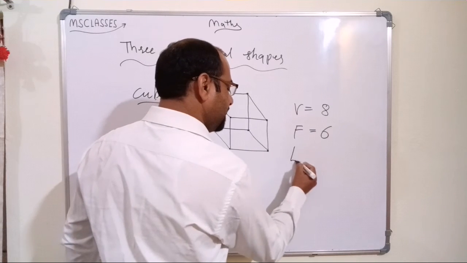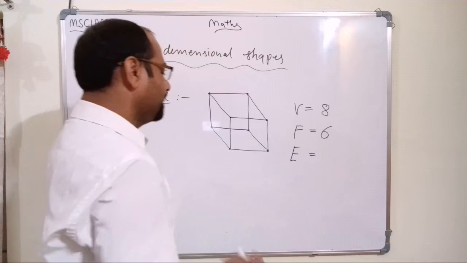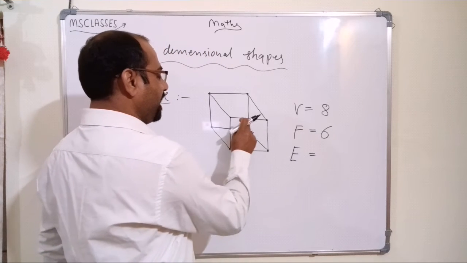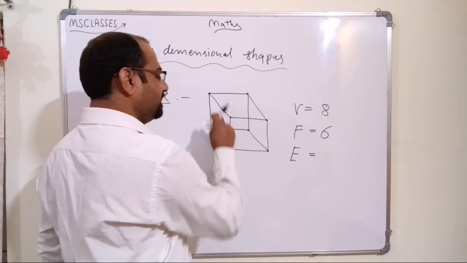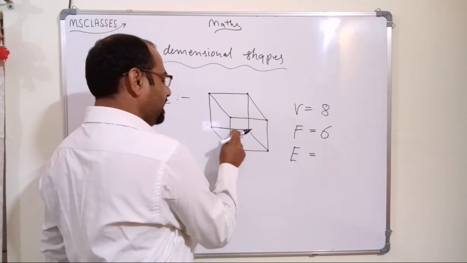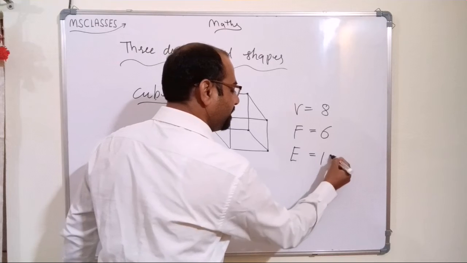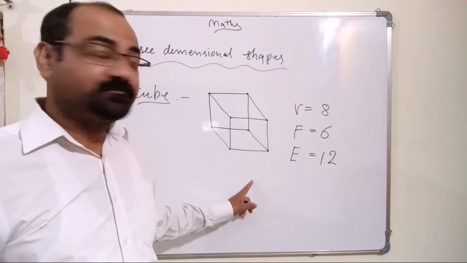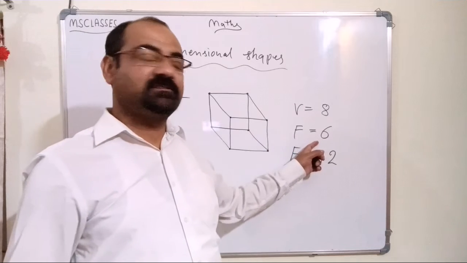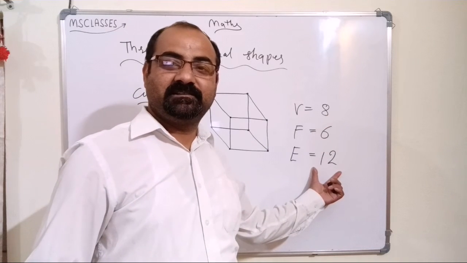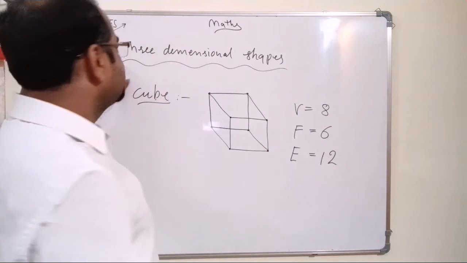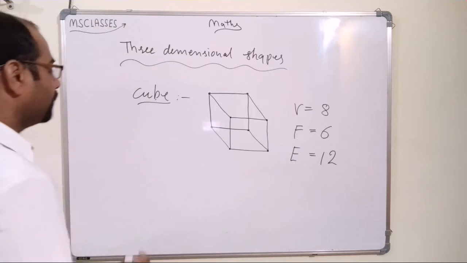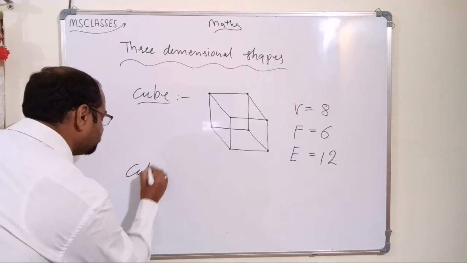And how many edges? 1, 2, 3, 4, 5, 6, 7, 8, 9, 10, 11 and 12. So 12 edges. So guys, this is a cube. How many faces? 6 faces, 8 vertices and 12 edges. Right. So this is a three-dimensional shape. This is a cube. And one more part of this is the cuboid.